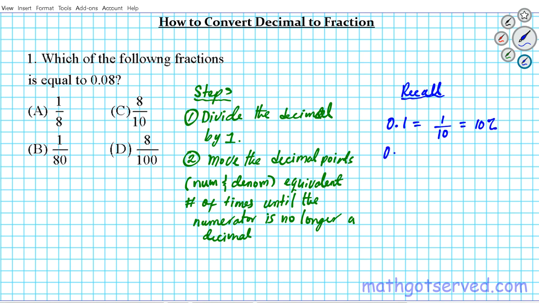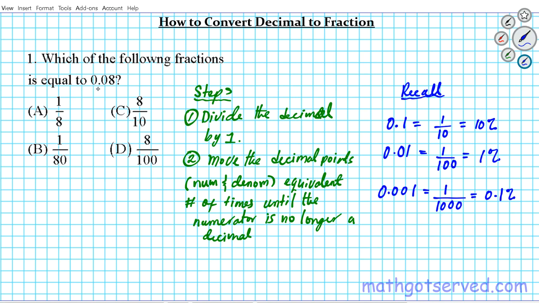How about 0.01? How many times do you think you have to move the decimal point in the numerator here? 2 places, which results in 1 over 100. Okay, this is 100ths, which is equal to 1%. And then if you have 0.001, in this case you have to move it 3 times, which would be 1 over 1,000, or 0.1%. This is known as 1,000ths.